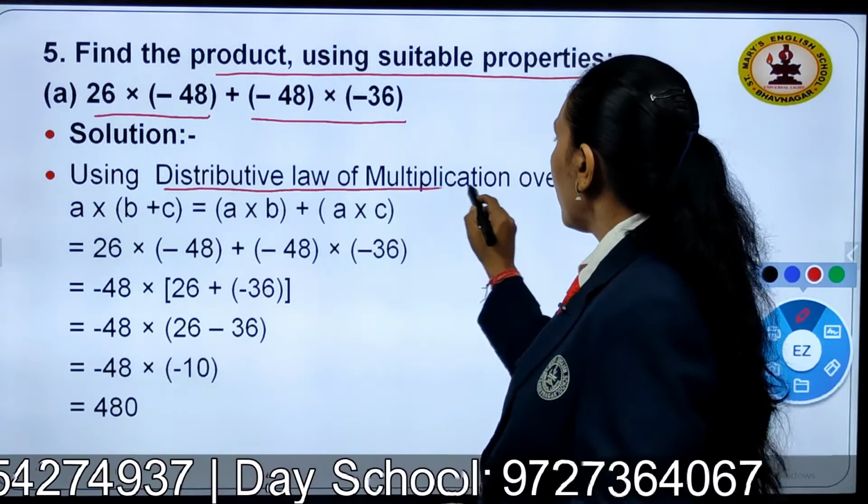So this is the way, children, we learn these things. I hope you all understood the distributive property, commutative property and closure property. So with this we end today's session. Thank you and have a nice day.